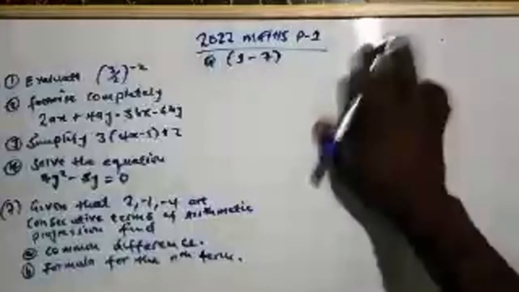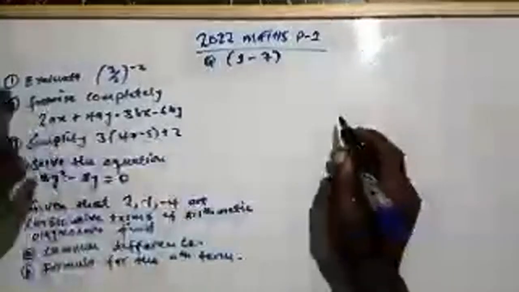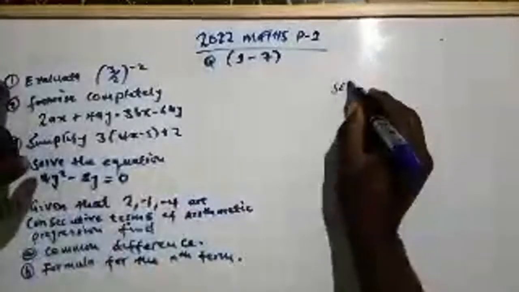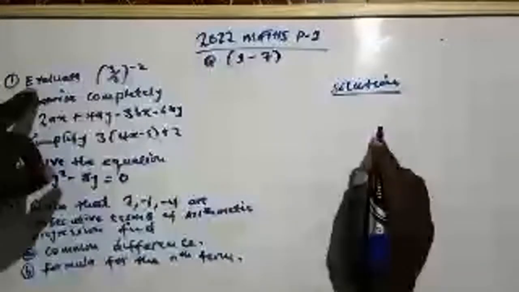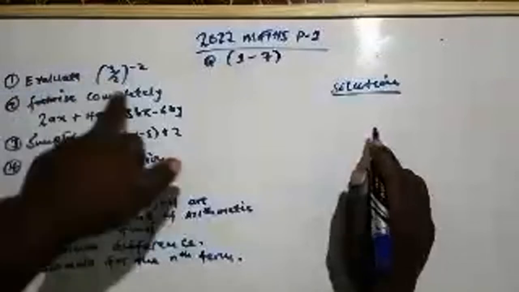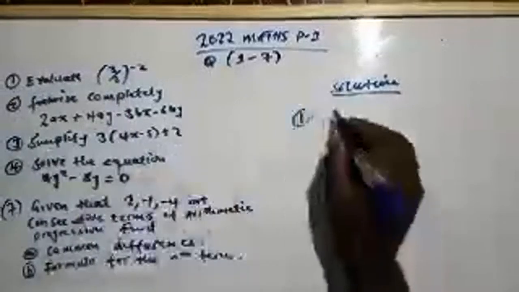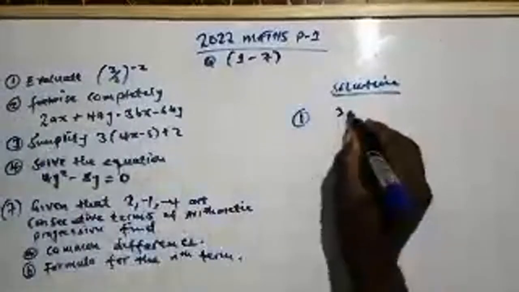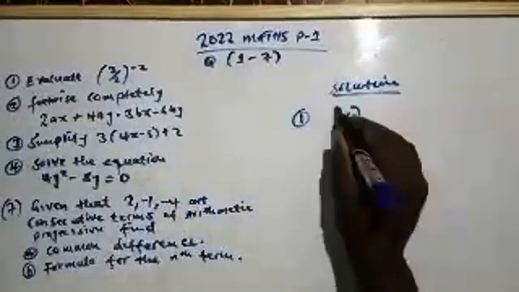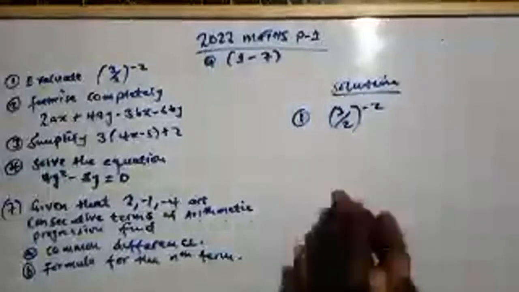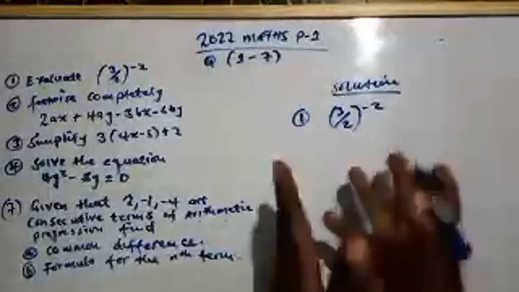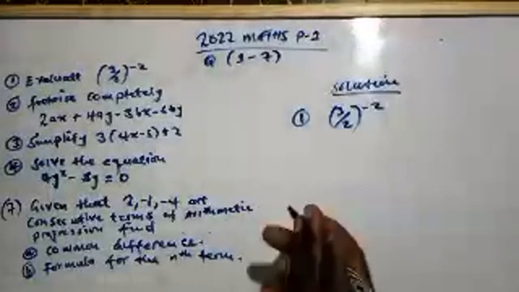For solution, for number 1, we are told to evaluate 3 over 2 power minus 2. Okay, and here I am going to show you the 2 ways in which you can solve this question.